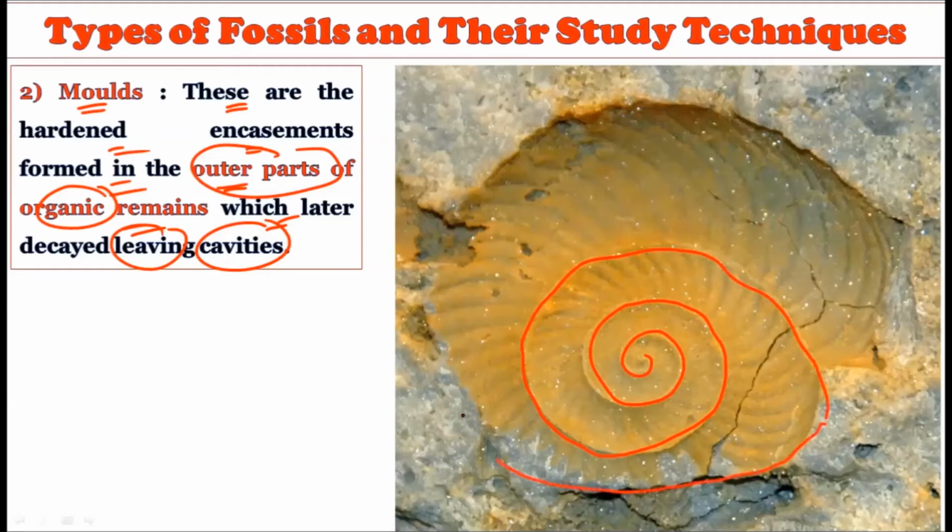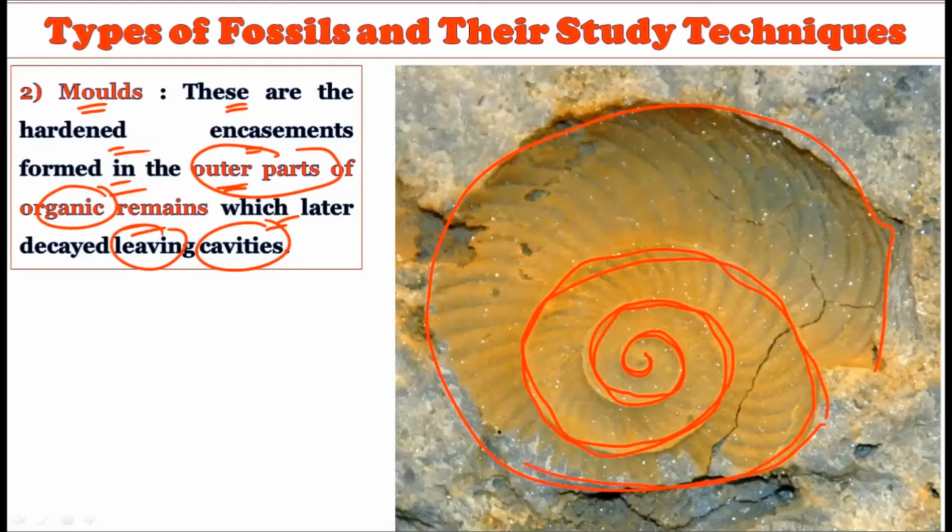So in molds, what we will come to know is that the original intact part was not there. The whole part is not there. What is there? Only the outer parts of the organic remains, and that too got decayed, leaving only cavities. Only cavities remain, and this type of fossil record comes under molds.